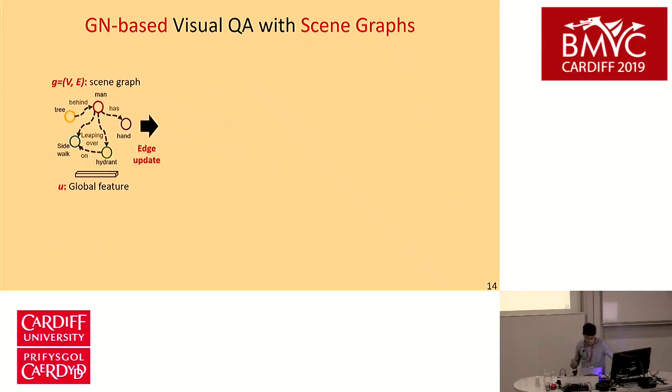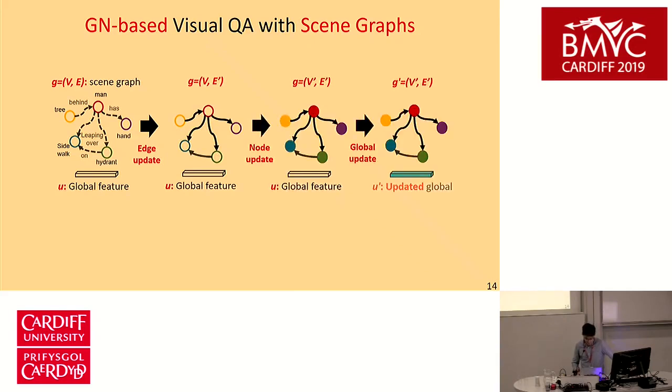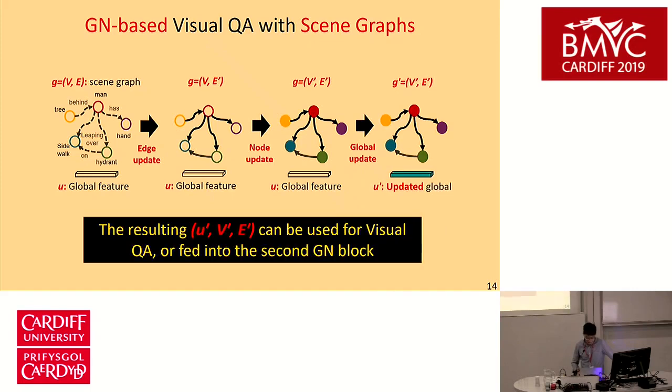Okay, here let me tell you a little bit more about the graph network. Basically, you will have three updates. The first one is the edge update, given the global feature, it updates the edges, then updates the nodes, and finally updates the global feature. The resulting graphs and global feature can be used for a downstream task like visual QA, or even fed into another graph computational block. For more details about this network, please check our paper or their paper.